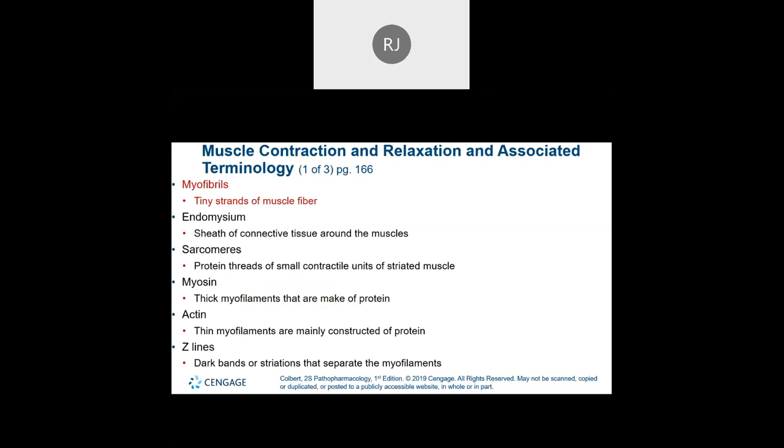On page 166, it goes over some terminology related to muscles and their functions, starting with myofibrils, which are tiny strands of muscle fiber, endomysium, which is sheaths of connective tissue, and sarcomeres, which are protein threads of small contractile units of striated muscle. We have myosin, actin, and Z-lines.